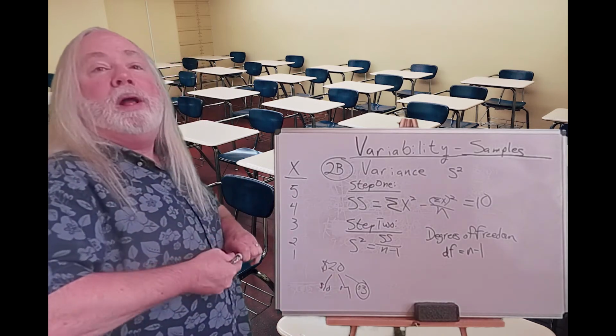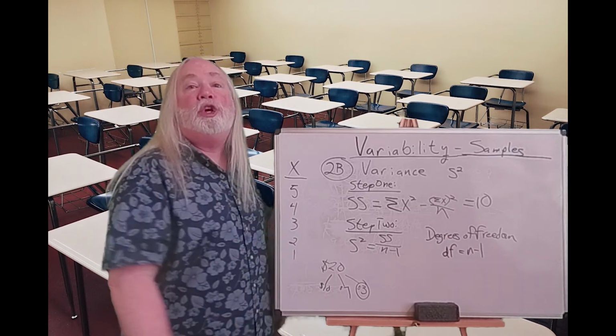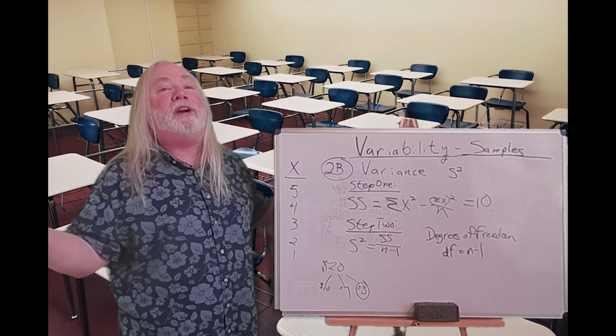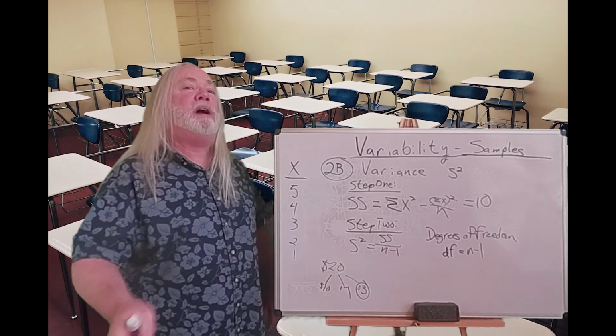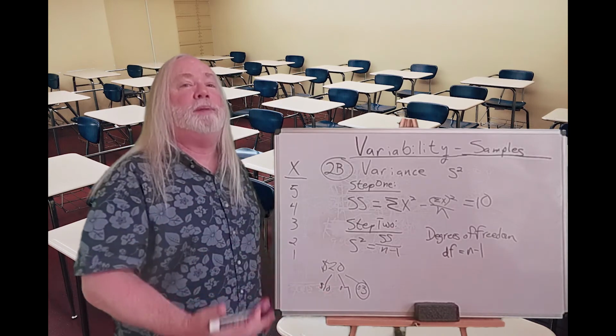So of all the answers out of these 3, 2 of them were independent and free to vary. Could have been anything. All but one of them, that last one, was locked in by the other answers around it. That's what degrees of freedom is about.